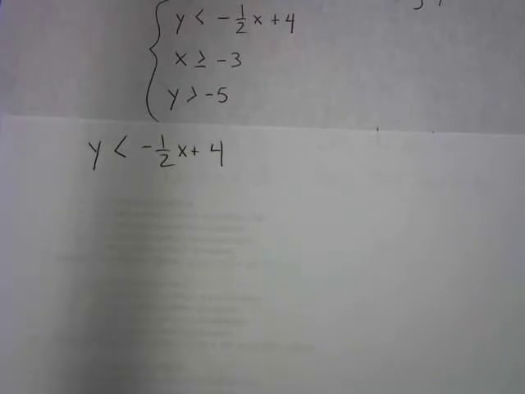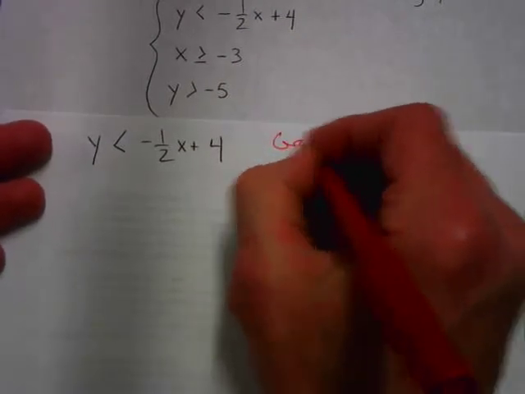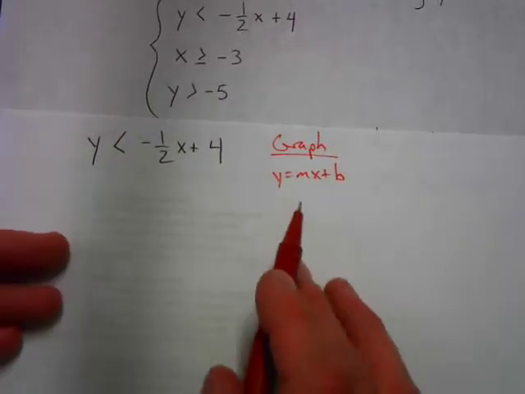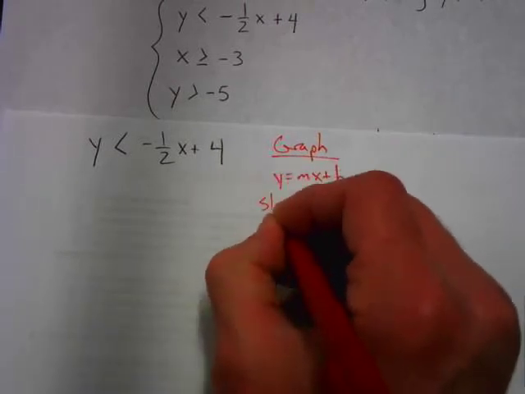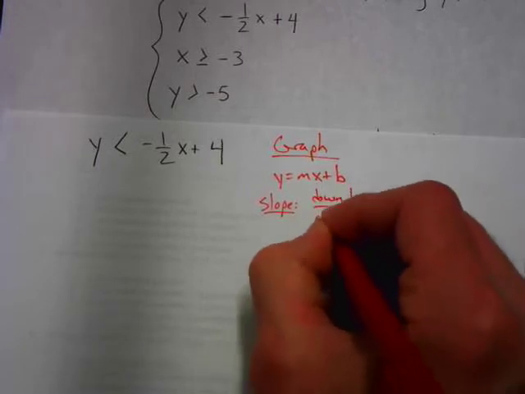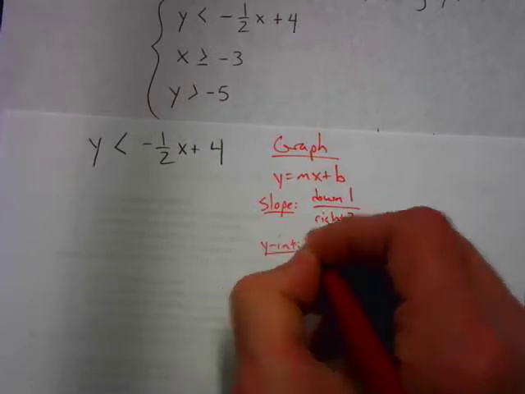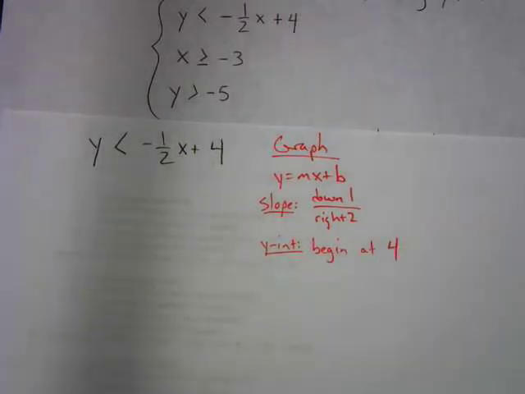And since we're graphing it, we can tell a few qualities. We can tell that it already looks like it's in slope-intercept form, right? And since it's in slope-intercept form, we can tell quite easily that the slope is negative 1/2, which means we're going down 1 and right 2. And the y-intercept is at 4, which means we're going to begin at 4 on the y-axis. So we can tell all this information just by looking. We don't have to touch that inequality. We can just tell by looking.